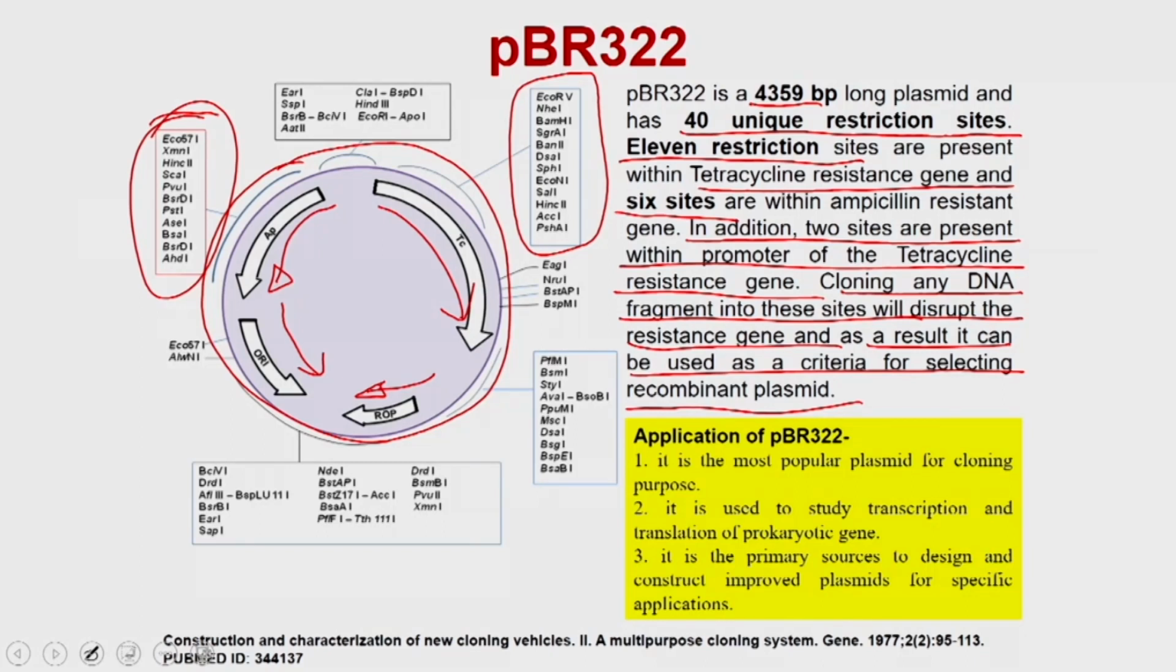What is the application of pBR322? pBR322 was the first or initial plasmid which people developed for molecular cloning purposes, so it was very popular for cloning. It is used to study the transcription as well as the translation of prokaryotic genes, and it is the primary source to design and construct improved plasmids for specific applications.